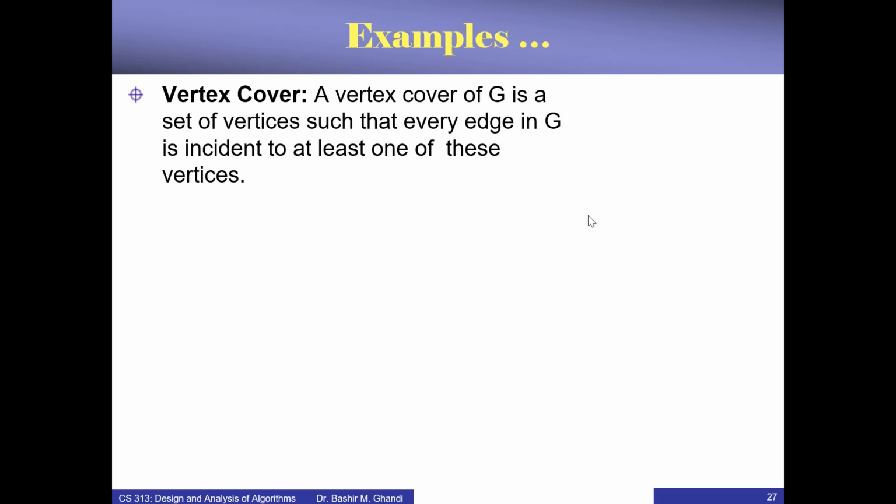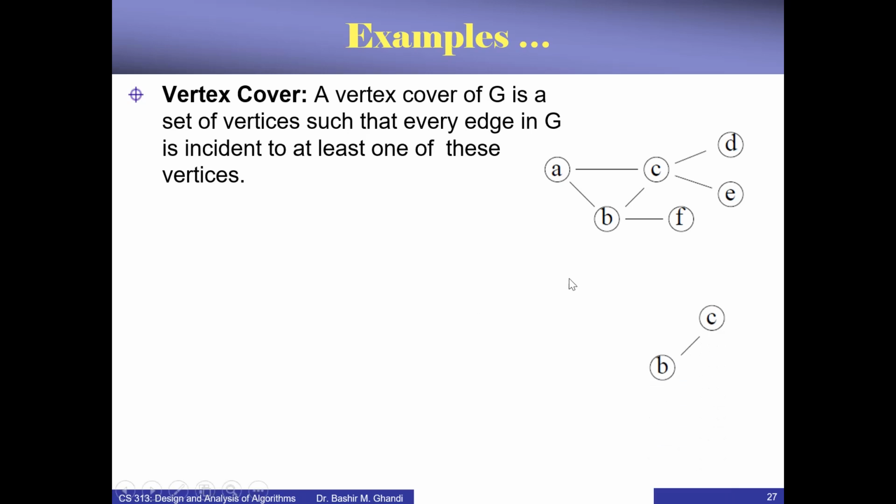Next example is vertex cover. A vertex cover of G is a set of vertices such that every edge in G is incident to at least one of those vertices. So a vertex cover is a set of vertices, not a set of edges. But all the edges in your graph will be incident to one of those vertices.